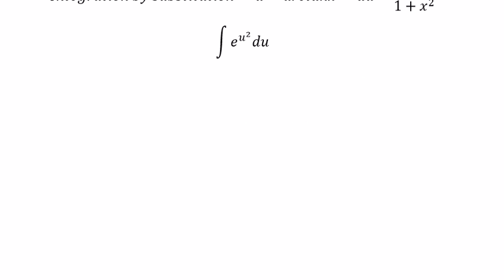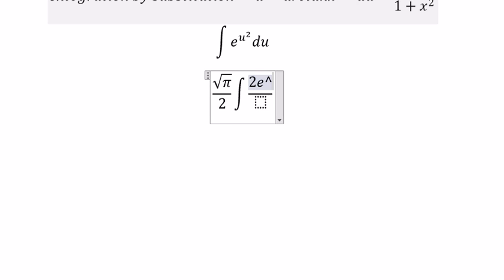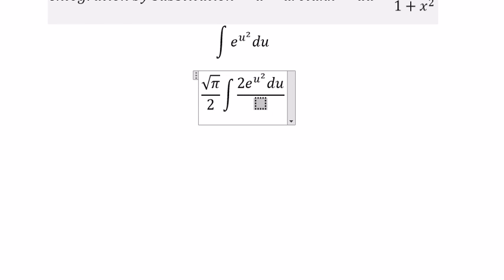Next, we put the square root of b over 2. So that means inside this integration we get 2 multiplied with e to the power of u squared du over the square root of b.